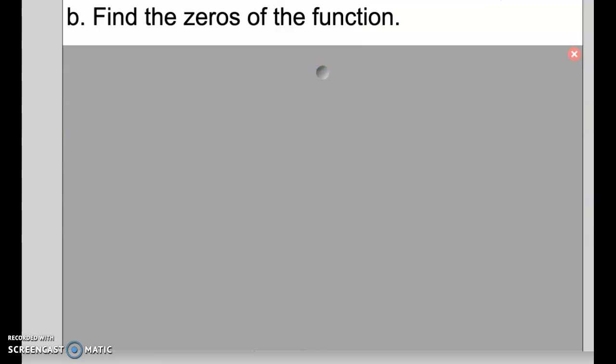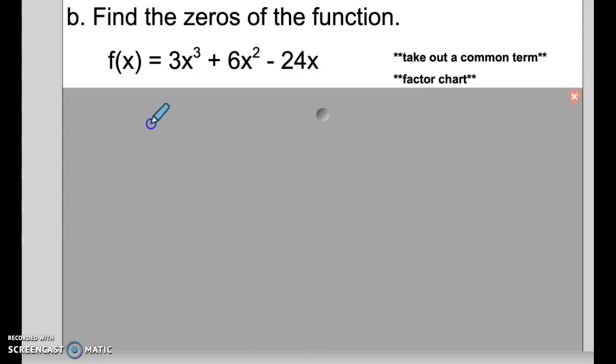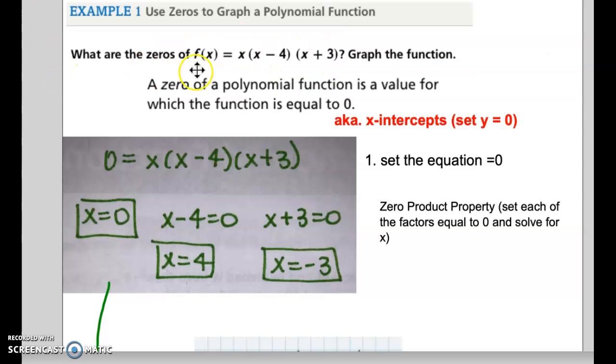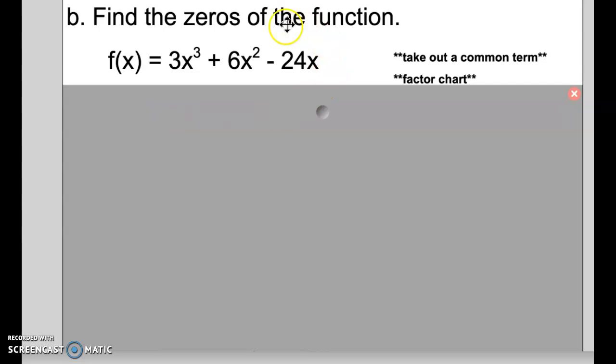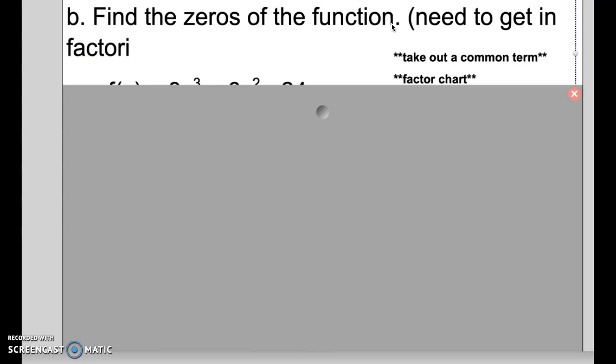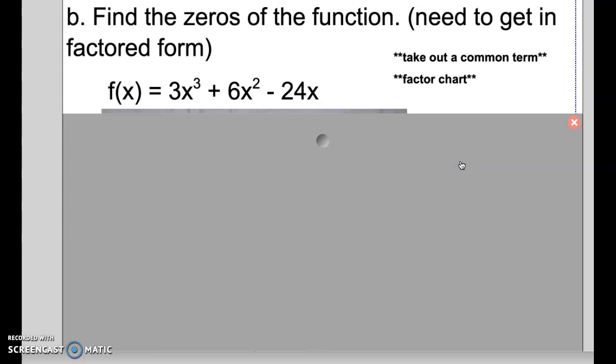Let's take a look at another one. Find the zeros of the function. So what is the difference between this one, this function, and the function that we just did? The biggest thing maybe you notice is that this one has parentheses. It's already in factored form, and this one is in standard form. So in order to find the zeros, we need to get it in factored form. Okay, how are we going to get this in factored form? These are our 2 tips right here.